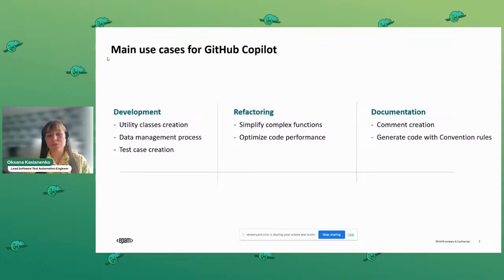It's very easy to use Copilot during the refactoring process. And last but not least, Copilot is very useful during the documentation process. For instance, from time to time, I'm a bit of a lazy person and I can forget about some comments, especially for utility classes. And Copilot is very useful in this case and can help me. And I like this Copilot feature that Copilot will suggest code following your language convention rules.